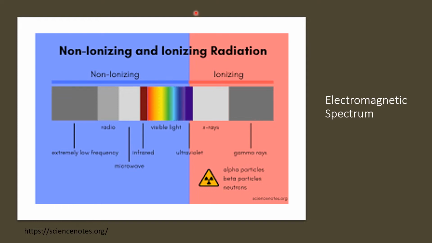When we compare ionizing and non-ionizing radiation, ionizing radiation has enough energy to remove bound electrons, causing atoms to become charged or ionized. Non-ionizing radiation does not have enough energy to remove bound electrons. Examples are microwaves, radio waves, and visible light. These are all non-ionizing radiation.